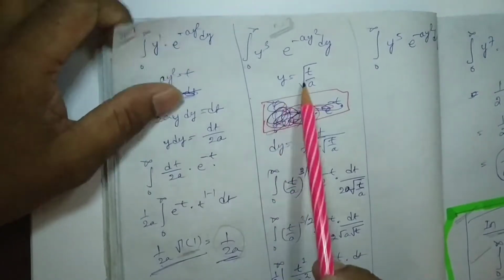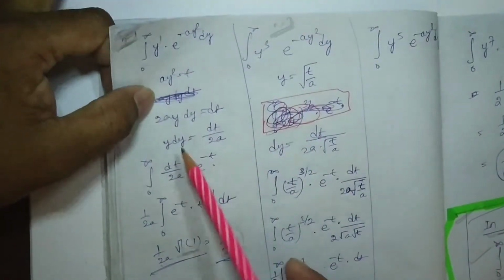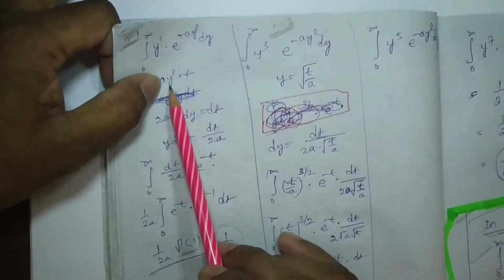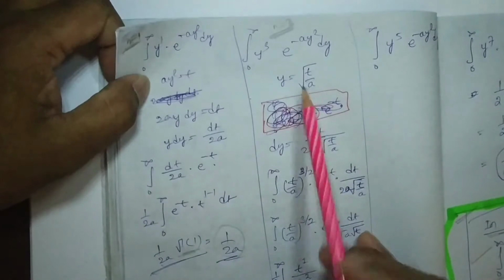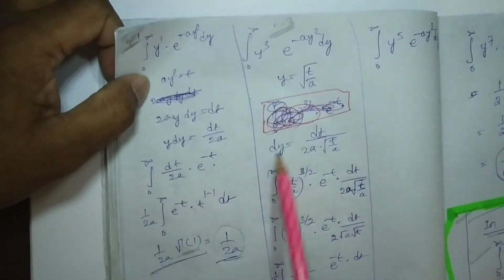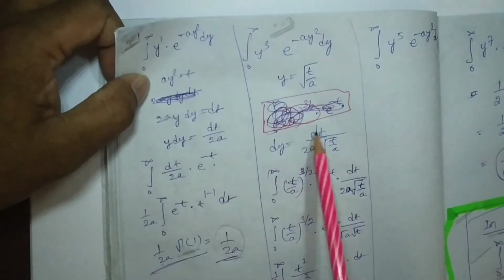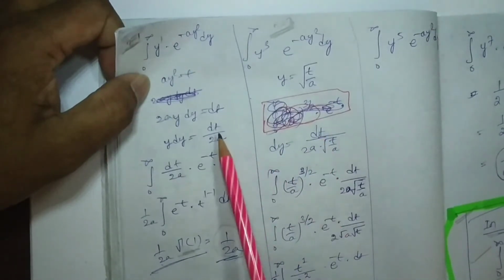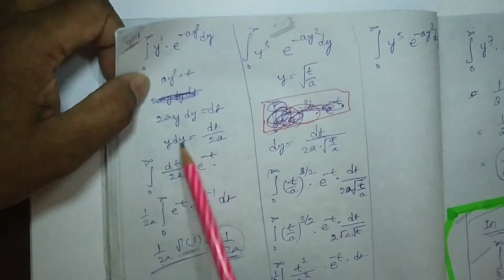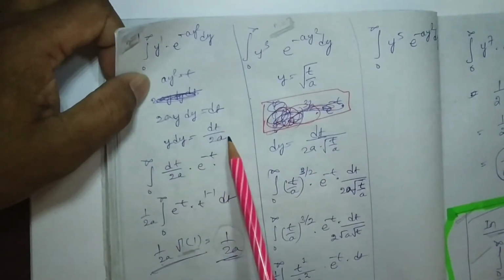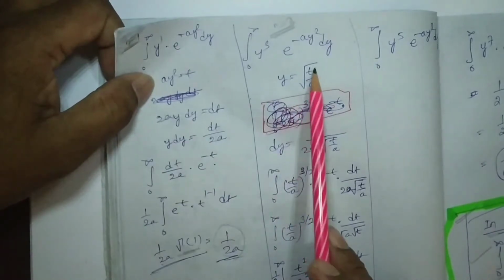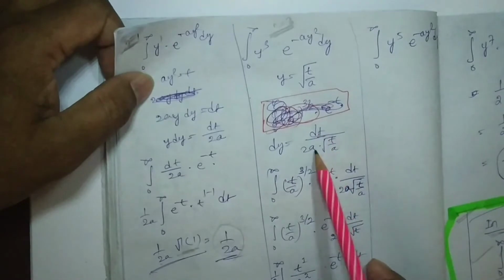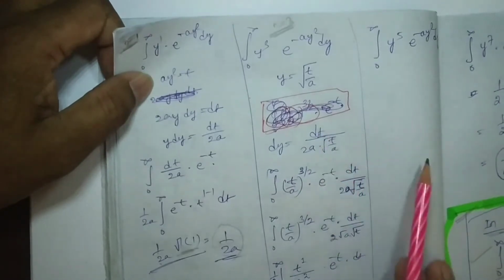Carefully you have to put all the things. Here we already got the y dy value, and y is nothing but t by a, root over. So from here dy will be equal to dt by 2a into y. Y we got as t by a root over, so I just substituted this one. So dy we can find as dt by 2a into t by a root over.